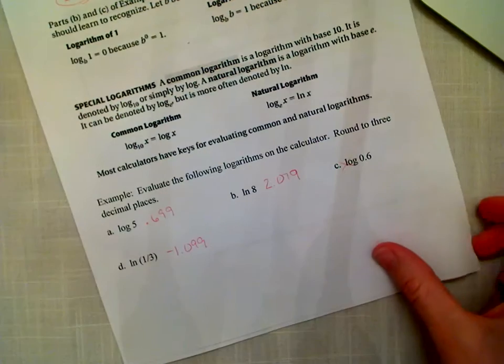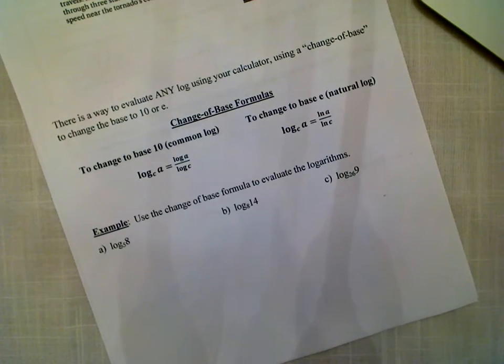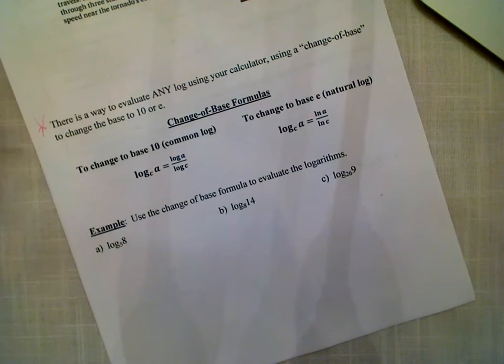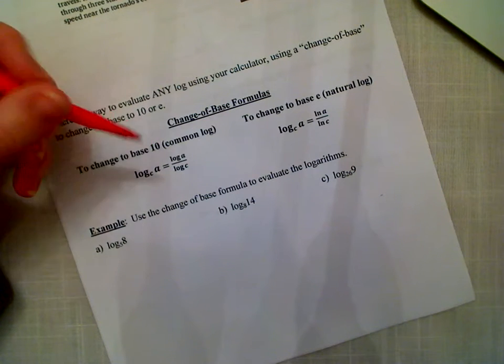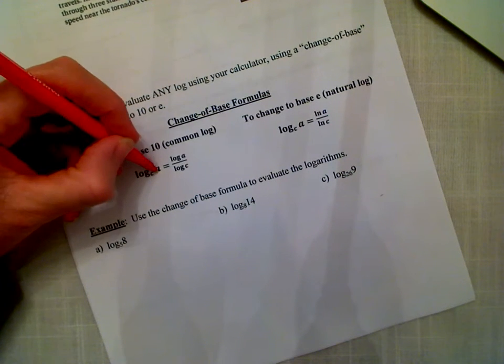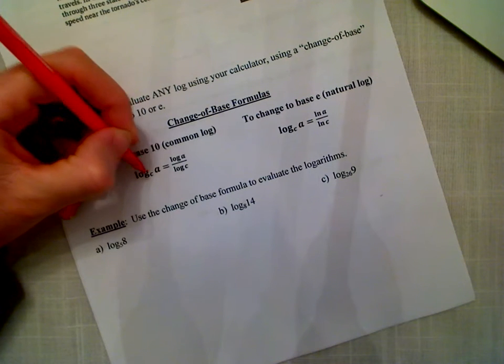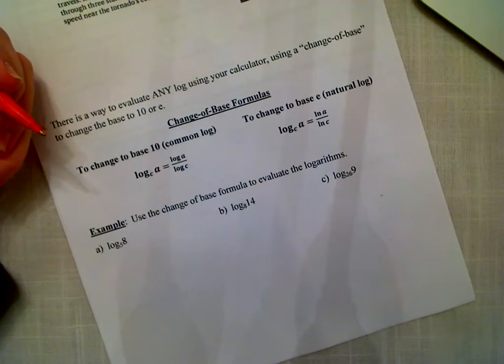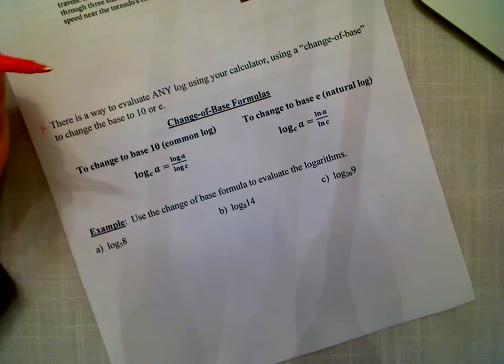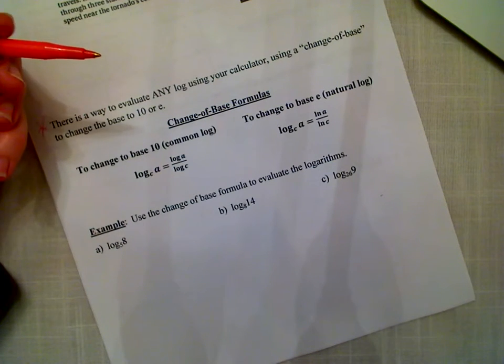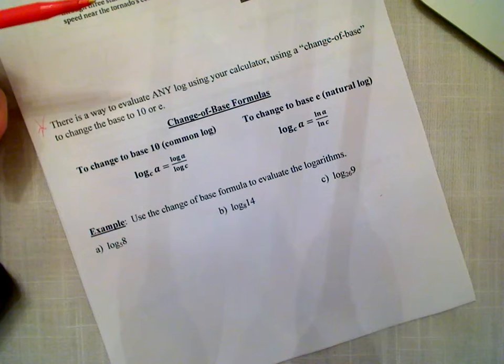Now, it's really nice to be able to use the calculator on problems, but you can only use the calculator if you have a base of 10 or a base of e. So there is a way that we can evaluate any log using your calculator. You just have to know how to type it in. It's called the change of base formula. What this allows you to do is to change to a base 10. If you have something in the form log base c of a, you take the log of a divided by the log of c, and that will do this for you on the calculator. You can't actually type in a subscript or a log base other than 10 or e on the calculator. Natural log is the same way. You can do those problems the same way.